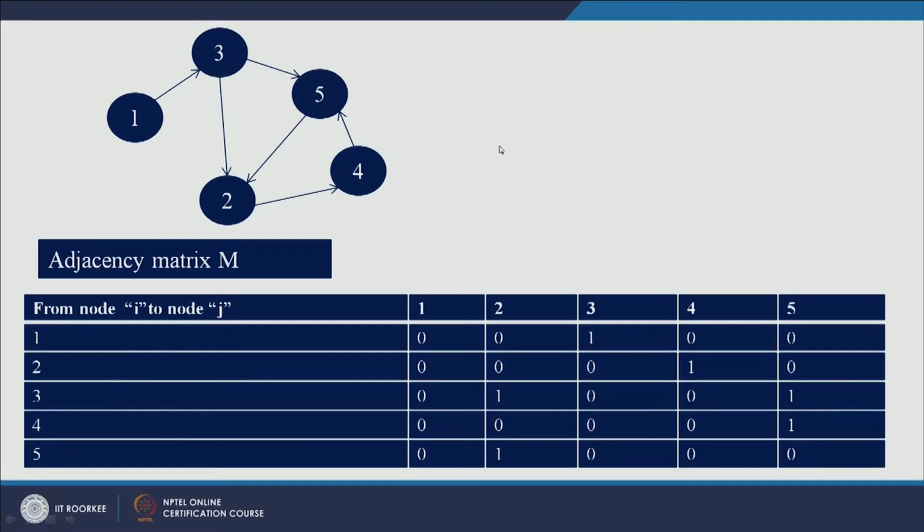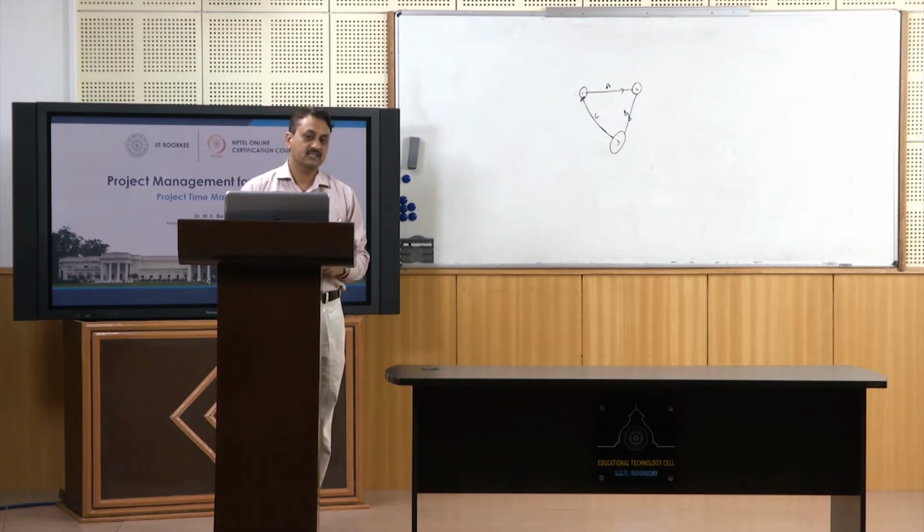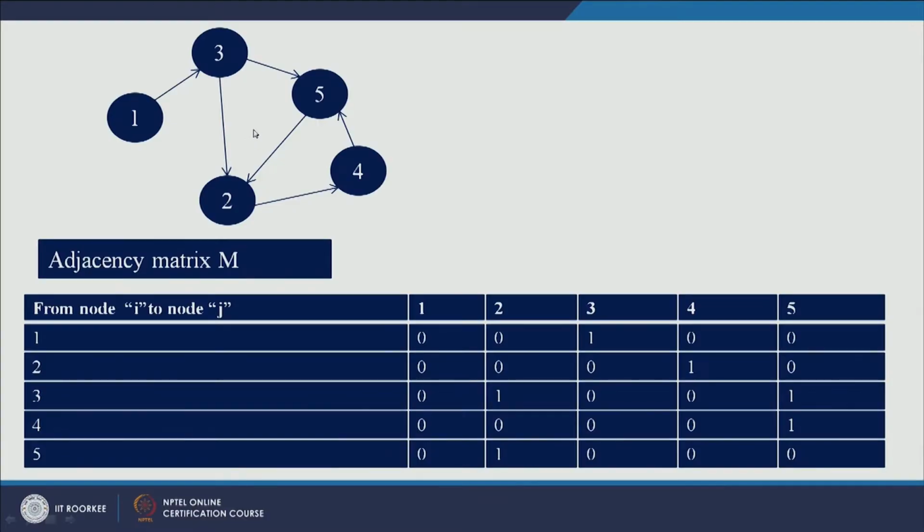So how to find out a closed loop in a network? It is a very difficult task. In a small network like this, you can easily identify whether a closed loop is there or not. But let us say in a large network you have hundreds of activities and hundreds of nodes, you cannot easily identify a closed loop. Just look at this network carefully. Can you identify a closed loop? Is it there?